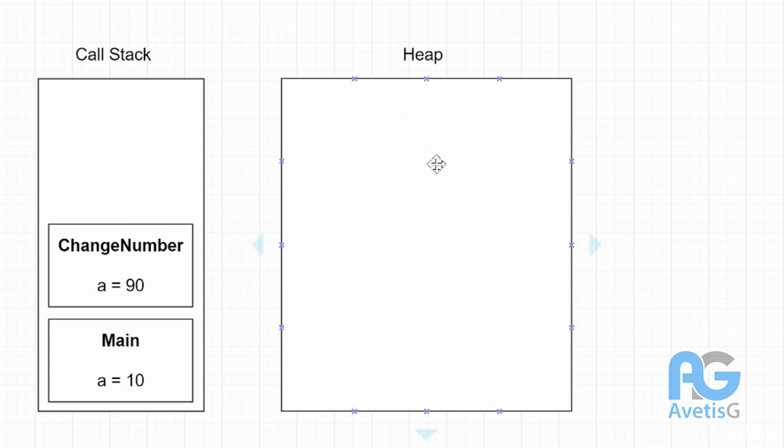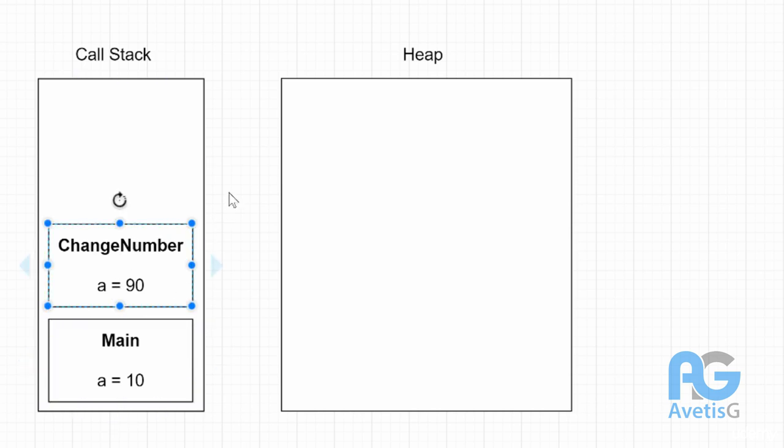Let's talk about the heap now. A heap is basically a chunk of memory space that uses pointers to reference memory locations that are currently in use. We'll talk more about heaps, but in this specific example, we actually don't need the heap, and you'll find out why in a little bit. So let's get back to the example now. We have our call stack, and within the call stack, we have our main and the change number.